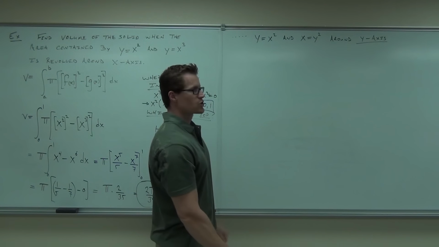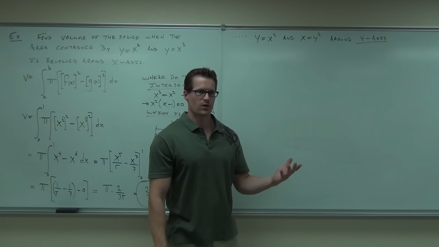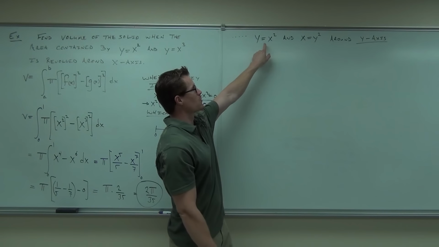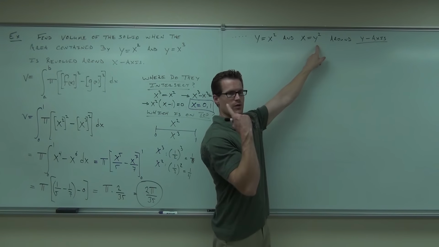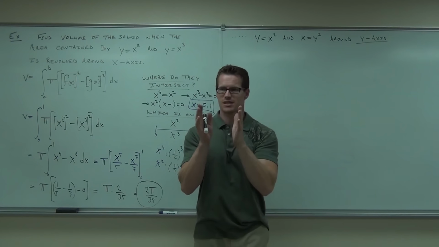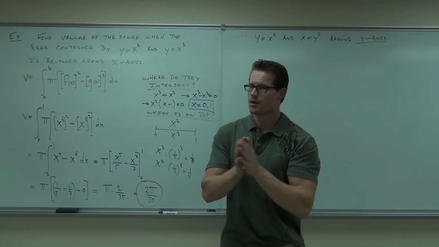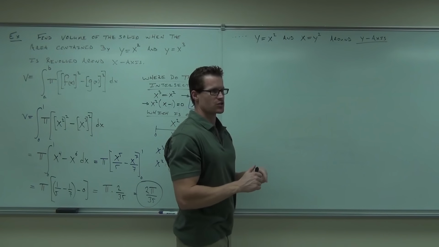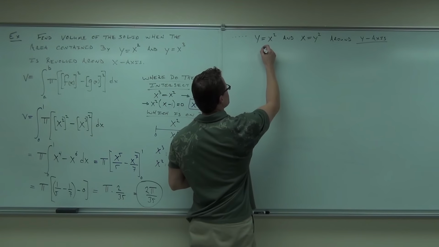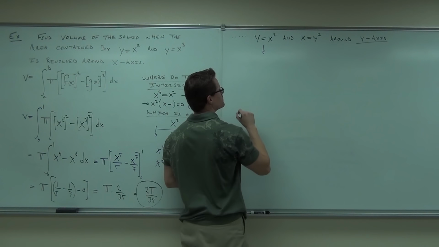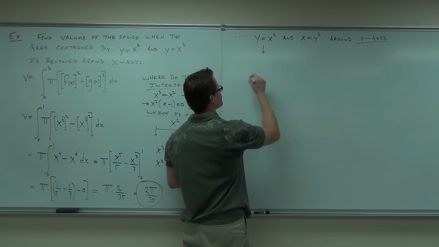So in our case, which one is okay for revolving around the y-axis? Is this one okay for revolving around the y? That's perfect. This is what we want for revolving around the y, for the method of discs and washers. This one, not so much. If we're revolving around the y, change it. How are you going to change it? x equals the square root of y. Very good.